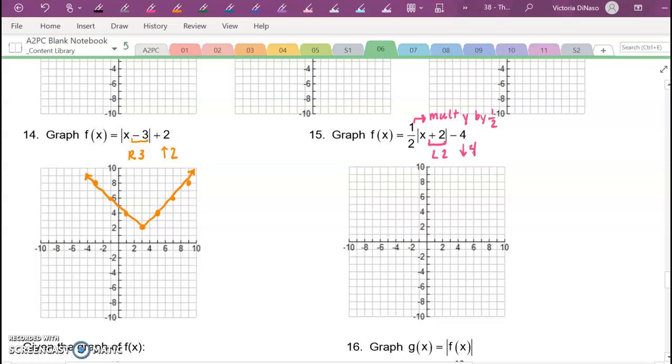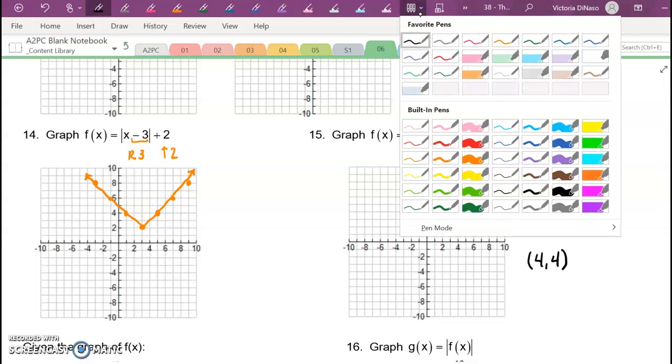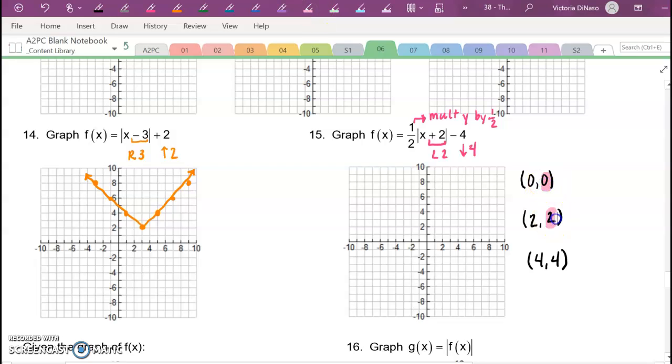So what you're going to start by doing is write down the first ordered pair that you see of the parent function. I started at 0, 0. Then I like to do 2, 2, and then we can do 4, 4. All right, so what do you do first? Do I move left 2? Do I move down 4? The first thing you're going to do is multiply the y by 1/2, and then you're going to translate it left 2, down 4.